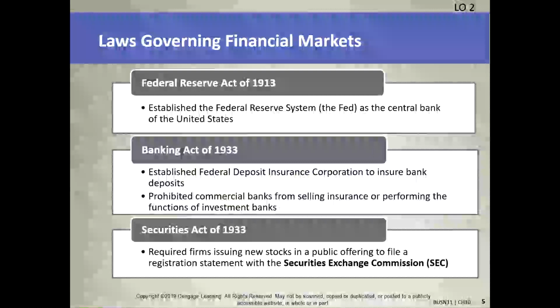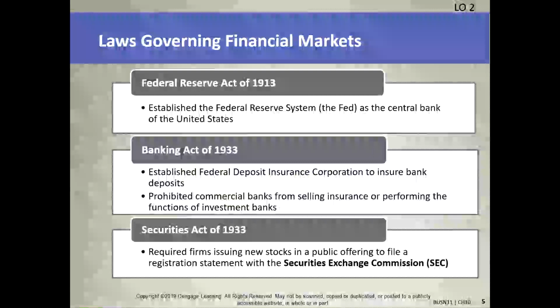The Banking Act of 1933 also prohibited commercial banks from selling insurance or performing functions of investment banks. And the thought process behind this is that by prohibiting them from doing these things, they reduced the risk of the investments that commercial banks were making. So the federal government essentially said, if we're going to put into place a system where we insure the money that is placed in commercial banks, we're also going to put in place a system where commercial banks make less risky investments, so that insuring that money is less risky.